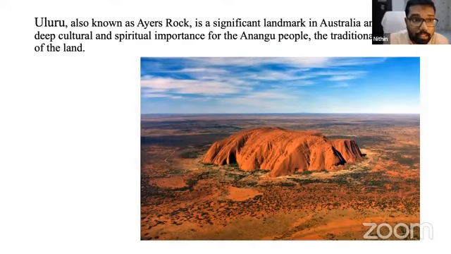So this is Ayers Rock or Uluru. This is a significant landmark in Australia, and it has deep cultural and spiritual importance for the Anangu people. Anangu people, I'm sorry, I might be mispronouncing the terms, apologies for that. The Anangu people are the original inhabitants of this land.